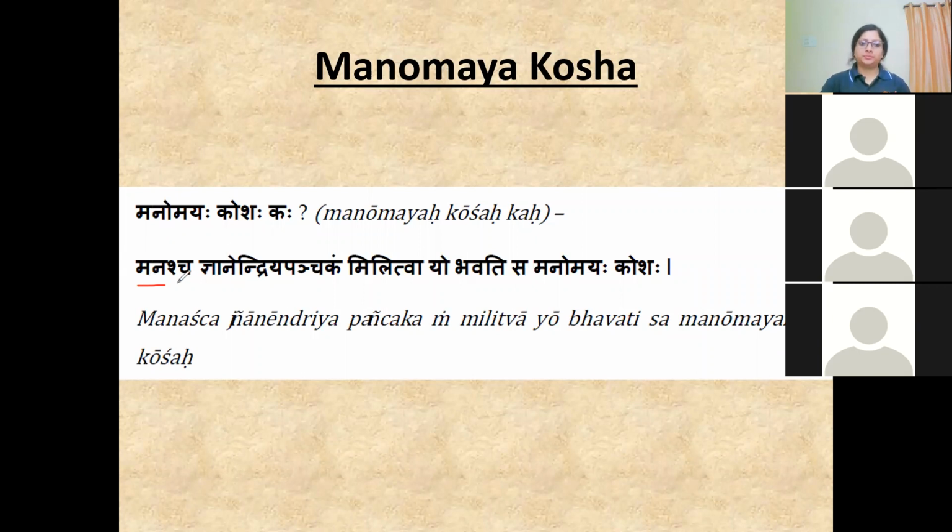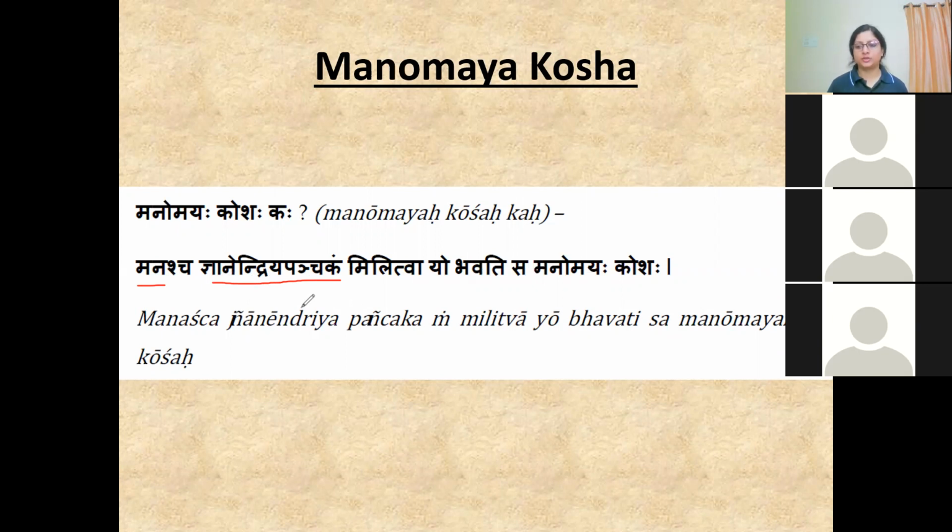This manaha plus jnanendriya panchakam, the 5 jnanendriyas. What are the jnanendriyas? The sense organs, the input organs: seeing, hearing, touching. Eyes, ears, nose, skin.